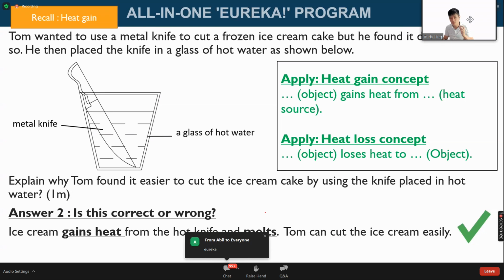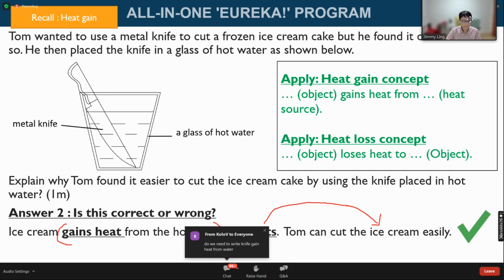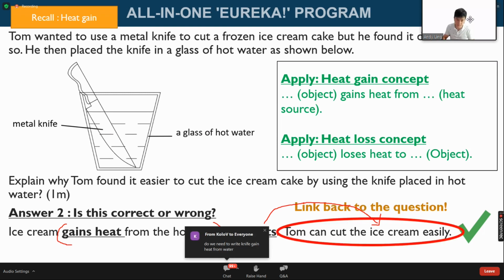So you can see, parents, we are trying to link back to the question. Answering technique can only help your child thus far. You must always remember that there's a change in state. The change in state is melting here. And when that part of the ice cream in contact with the hot knife melts, then Tom can cut the ice cream. Such is the detail that your child must have. Oh, by the way, I forgot to mention linking back. This is another statement they've got to link back. Very, very important.